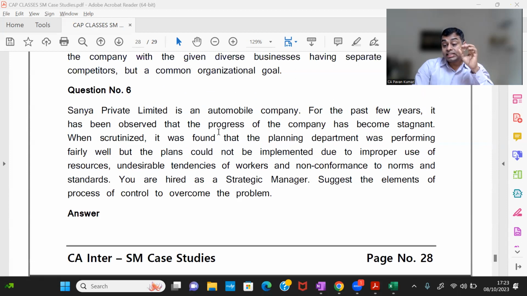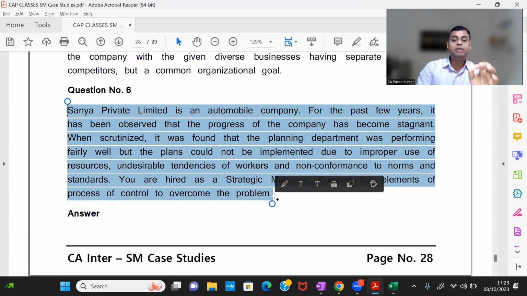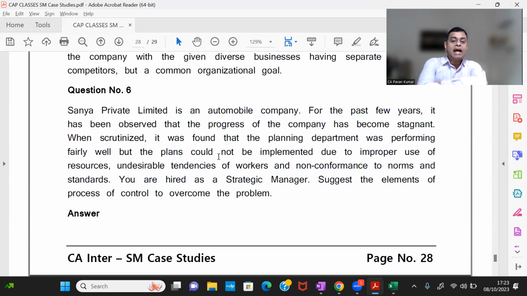Excellent. This can be the situation in 90% of companies. And I tell you, my dear friend, take my word, this is the situation of every student before exams. Pavan sir, planning wise, I think I have done fairly well. When I look at the plan on paper, it is very practical, realistic, reasonable. But when it comes to implementation, I don't know why I am unable to implement it, Pavan sir. Whether it is a company or organization or a student.